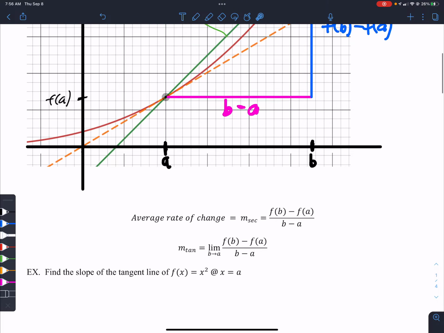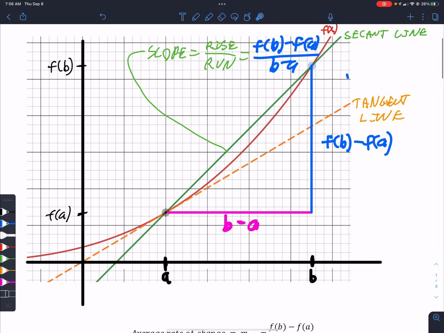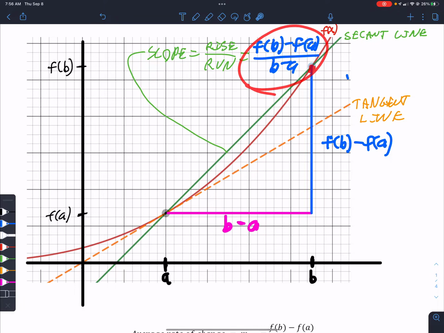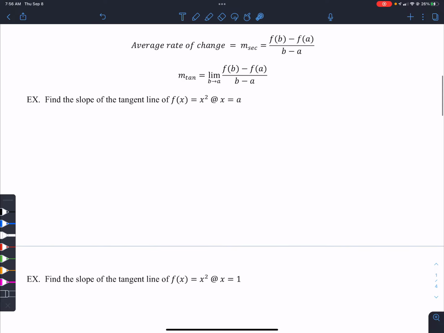Then, after you do that, you take the limit. All that's saying is you're taking this and you're letting b approach a and get closer and closer, and you know that this slope approaches the slope of the tangent line. So the slope of the tangent line is the slope of the secant line in the limit as b approaches a. This is how you find the slope of the tangent line. We're going to use that for our first example.